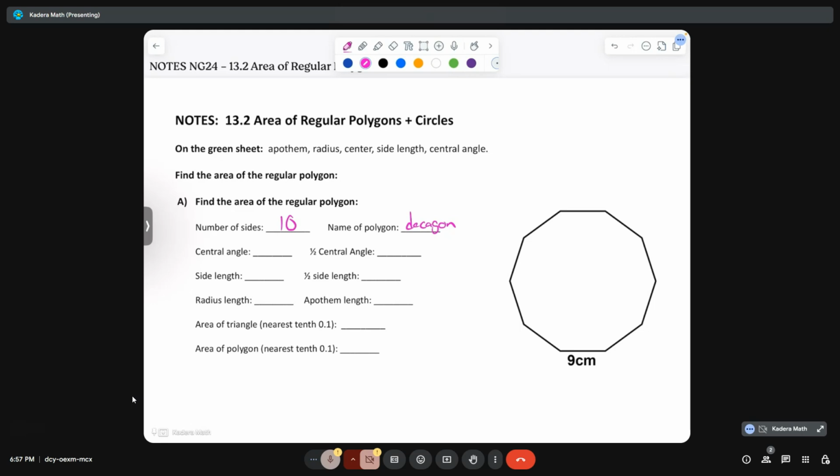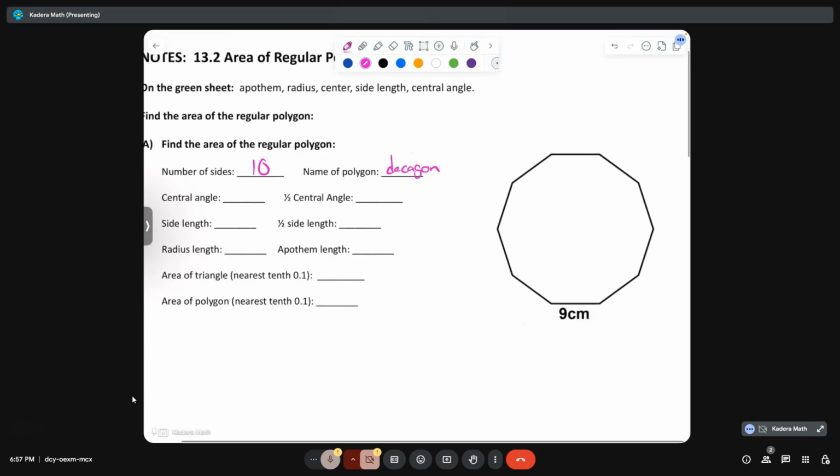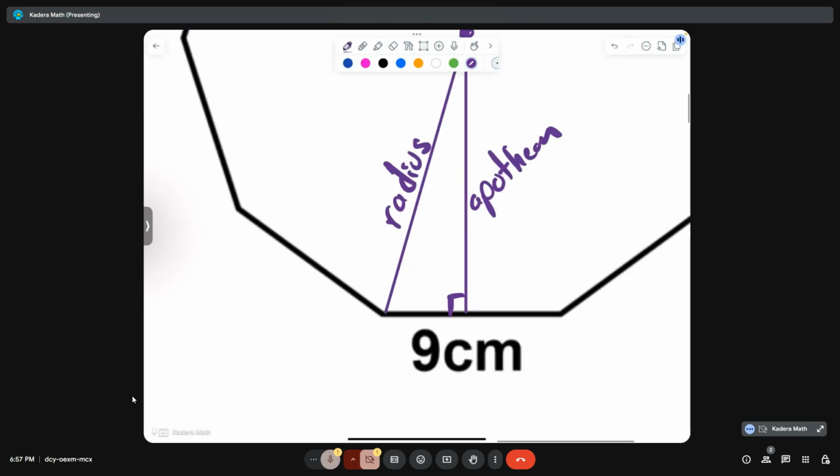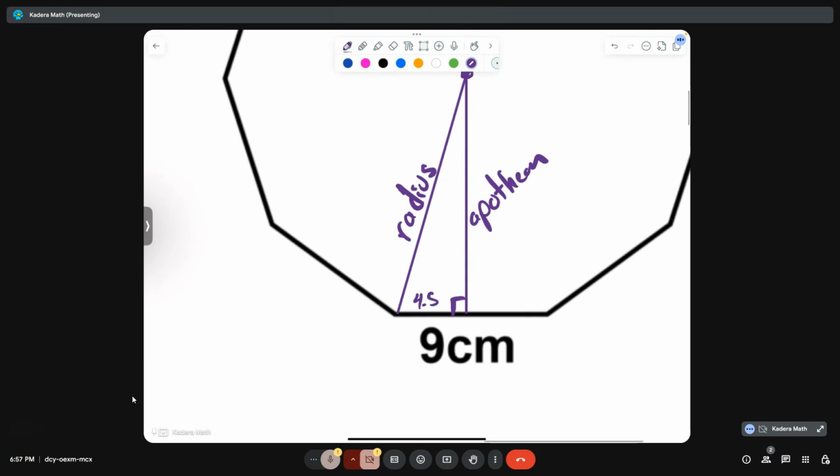Because I can just say, go find the area of a regular decagon with a side length of 9, and that's basically the same problem as the one we have right here. So the way we get started on one of these problems is we just draw the center as best we can, pick a spot. I'm just going to draw the half triangle. So I'm going to draw a right triangle, and this is going to be our apothem, and this is our radius. And that would mean that our little half side length right here would be 4.5.